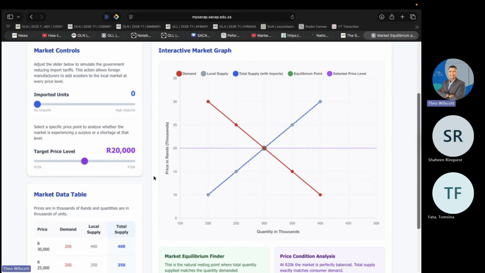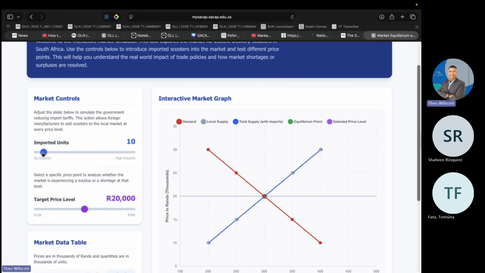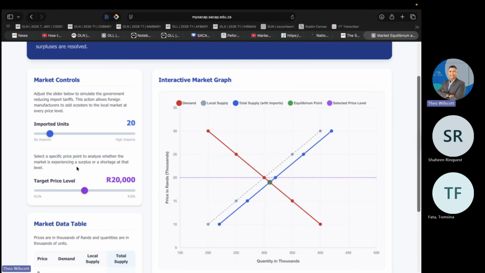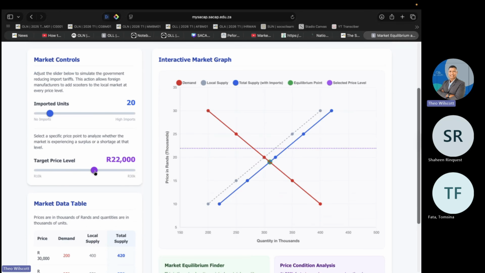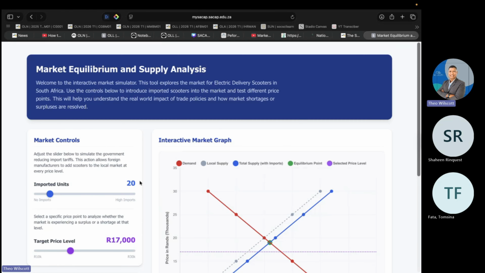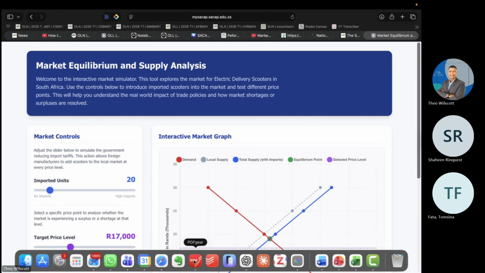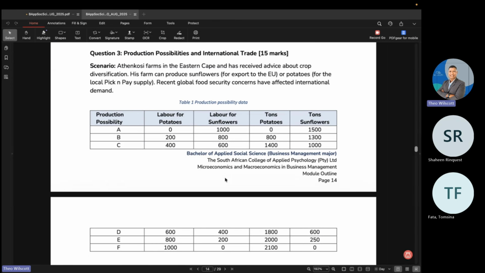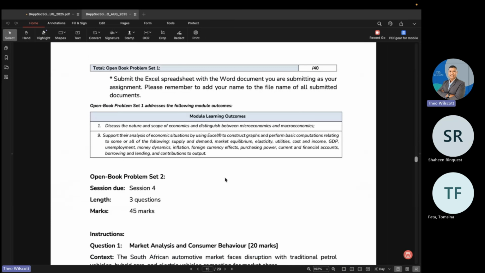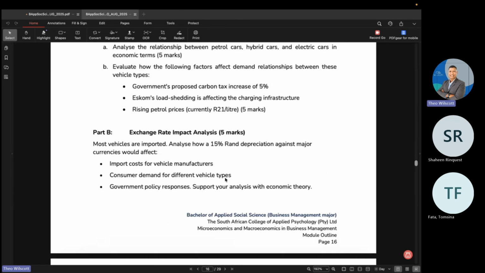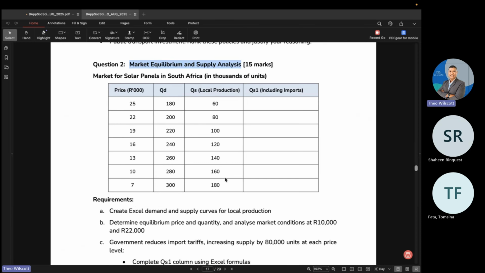So it will look like something like this, where you can literally play around with it to see how the demand and supply curves change. Target price, if you change the price, what happens, and at what point do you reach equilibrium? And this is in relation to this one, which is in the second submission. So I'm jumping slightly ahead.